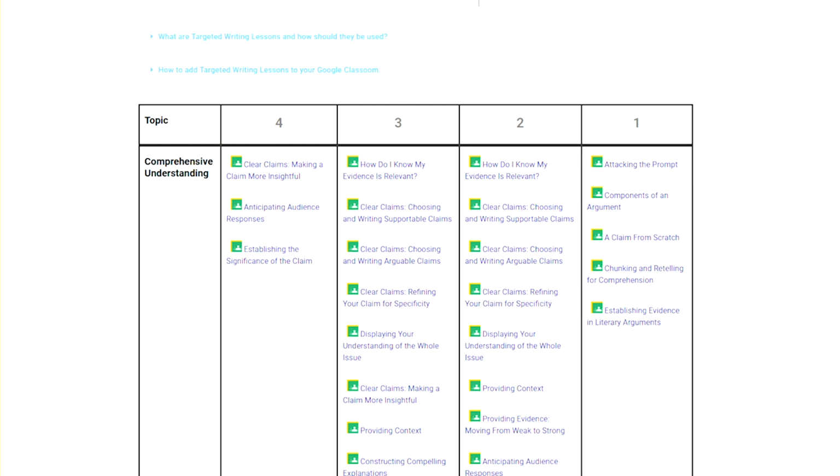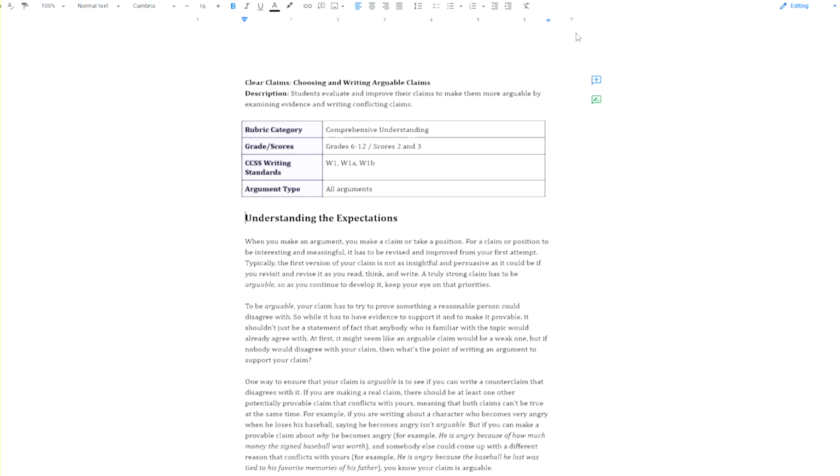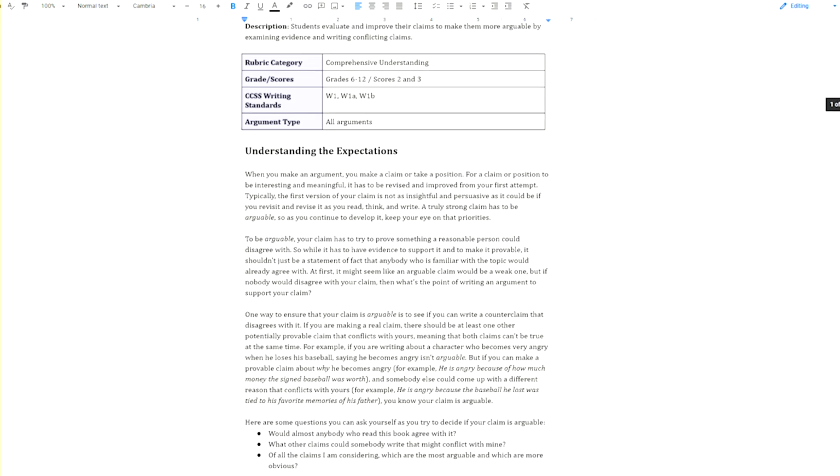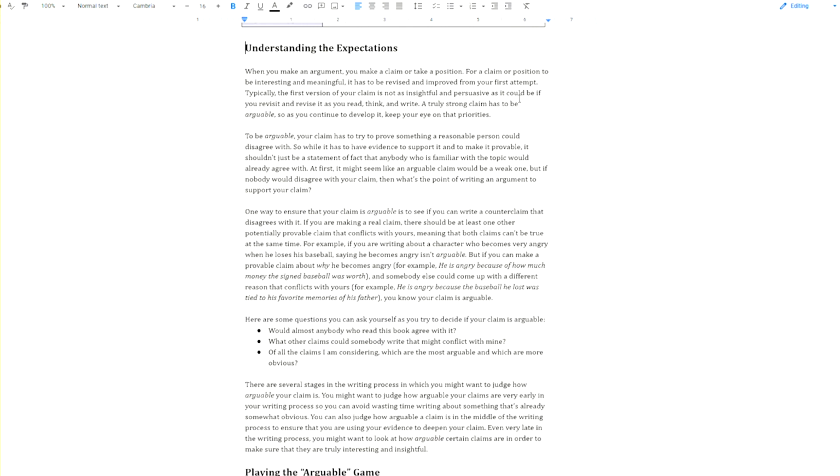The targeted writing lessons themselves all follow the same format. And so we're going to look at one to discuss what that looks like and how it can be used in the classroom. I've opened one up and it's choosing and writing arguable claims. The features of the format that I want to point out right now are that there are 3 sections to every targeted writing lesson. There is a brief bit of direct instruction about whatever that topic is.